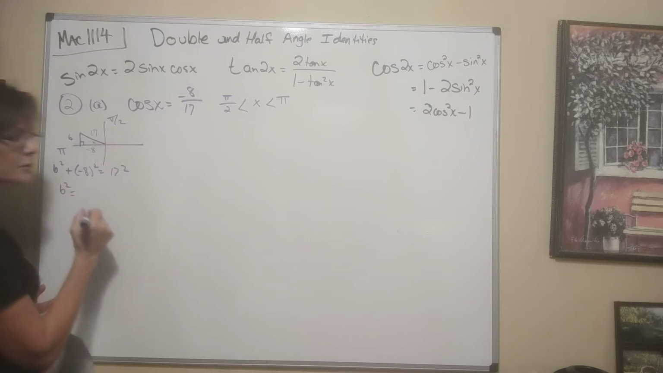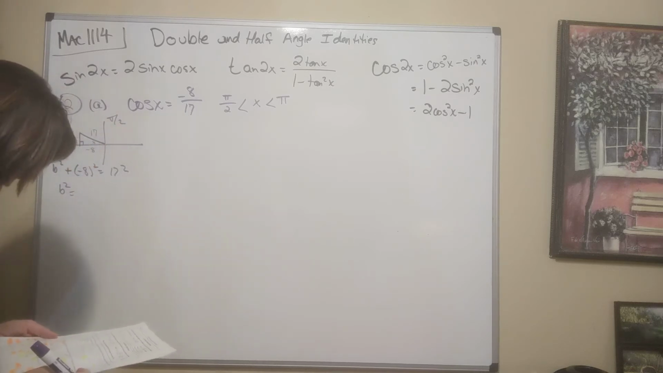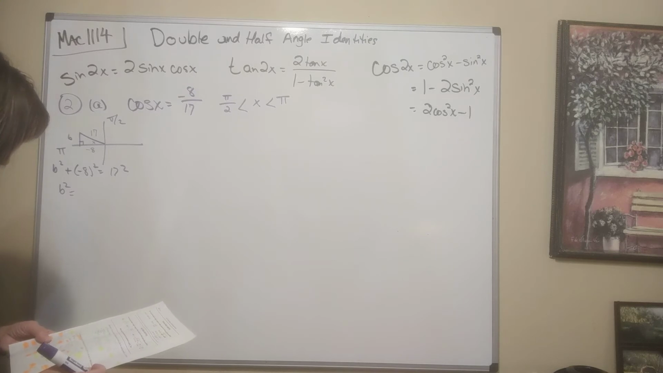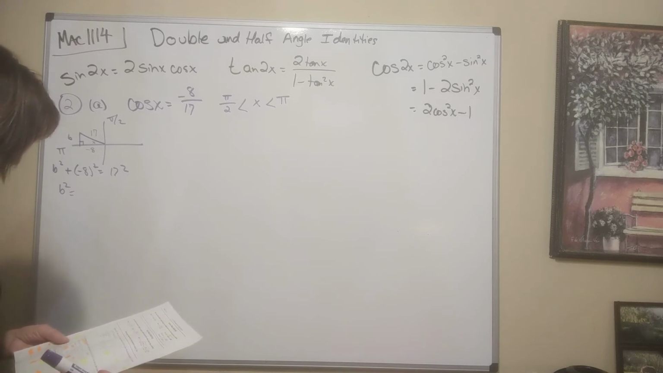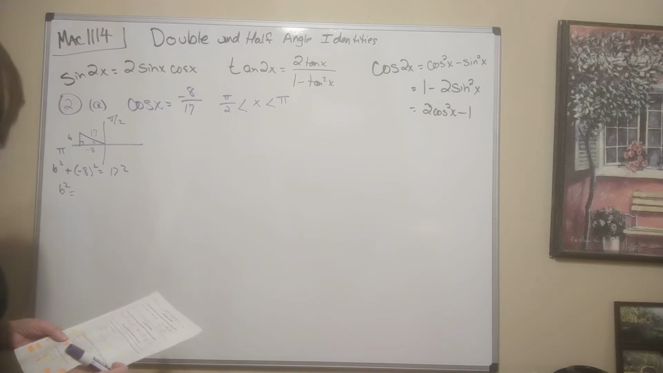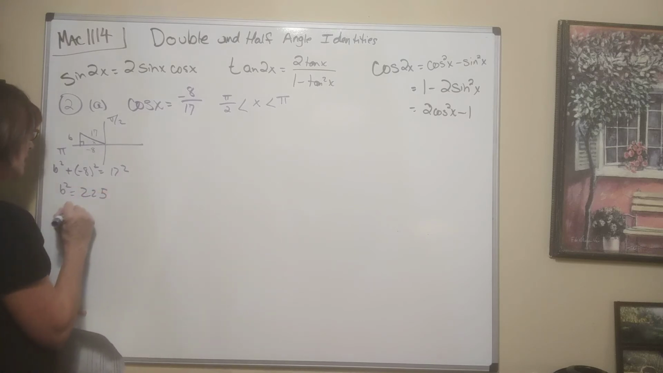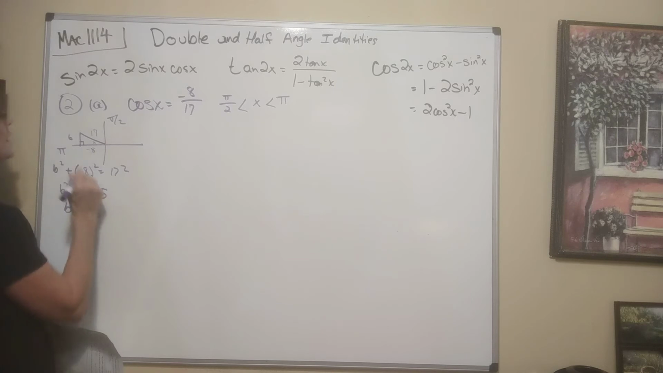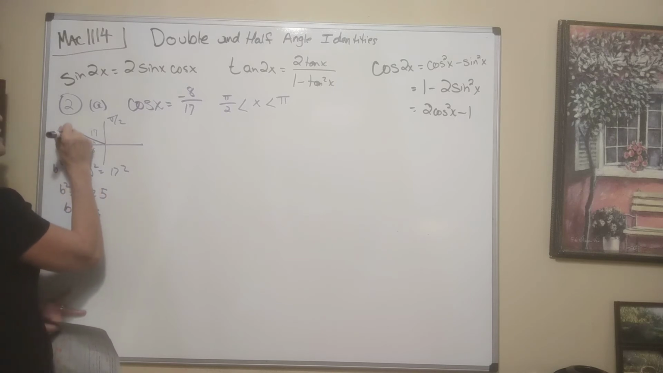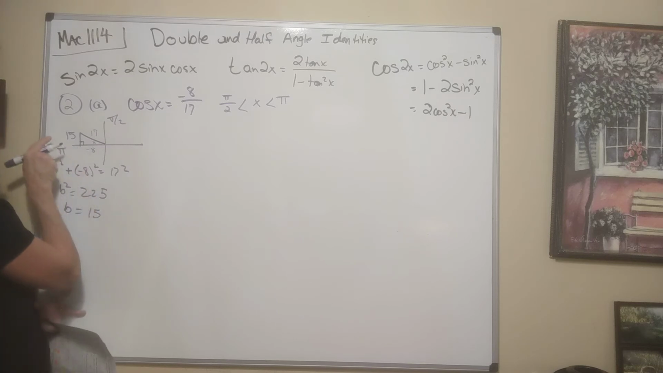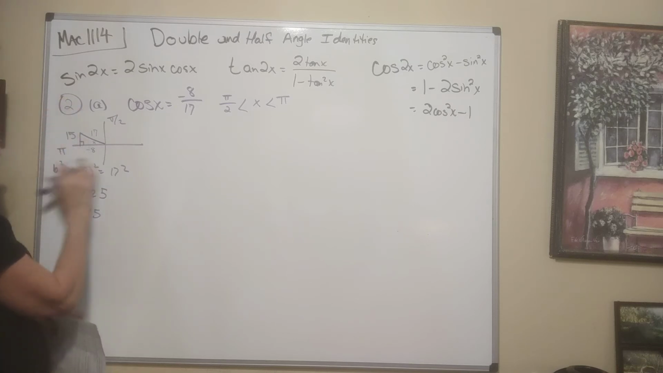B squared is equal to, what is it equal to? Let me just see what I did before, because I don't know this off the top of my head. I got that this is 15. So I think this is going to be 225. So b is going to equal 15. The square root of 225 is 15. Should this be positive or negative? 15 should be positive because we're in quadrant 2. All right, so this tells us everything we need to know about x.